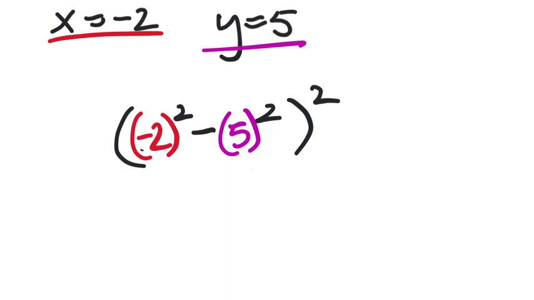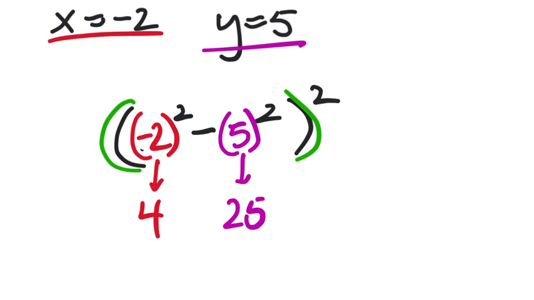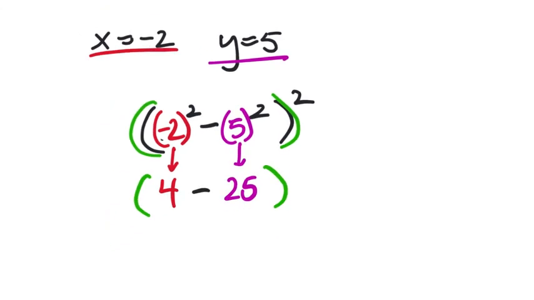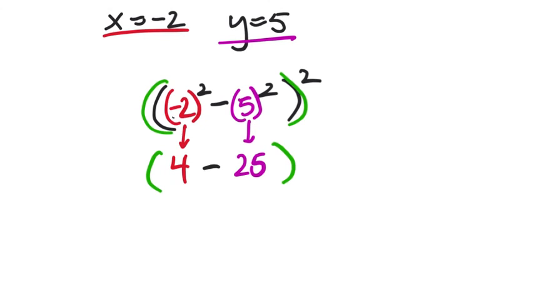Starting with the inside of the parentheses, I got negative 2 to the power of 2, which would be negative 2 times negative 2, which is positive 4. Then I also have 5 to the power of 2. 5 times 5 is 25. Okay? So parentheses, this would be 4 minus 25, which we can do. So then we got 4 minus 25, which is a negative 21. Now we're not forgetting about that exponent of 2 on the outside of the parentheses.